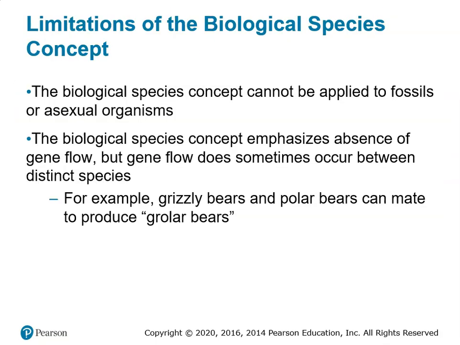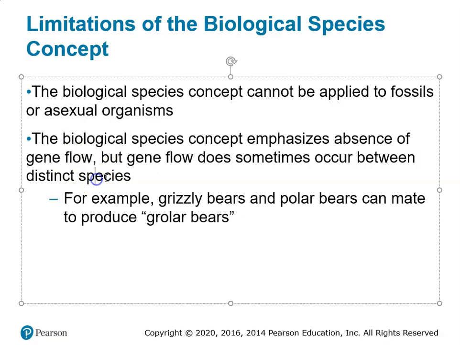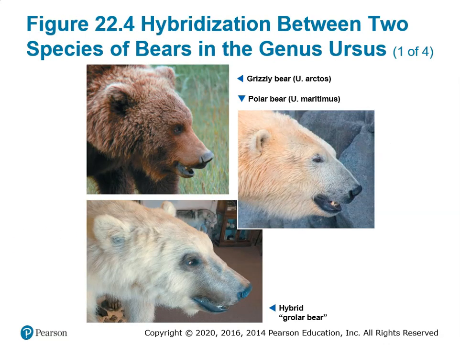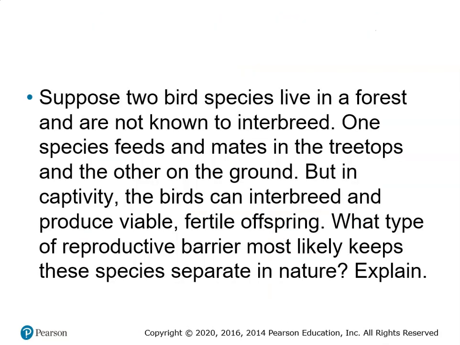Okay, and so limitations, of course: we can't apply this knowledge to fossils. And the biological species concept emphasizes the absence of gene flow, right? We've got to prevent gene flow. But gene flow does sometimes occur between distinct species. For example, grizzly bears and polar bears can mate to produce grolar bears. That's kind of scary. So it's never one-size-fits-all.